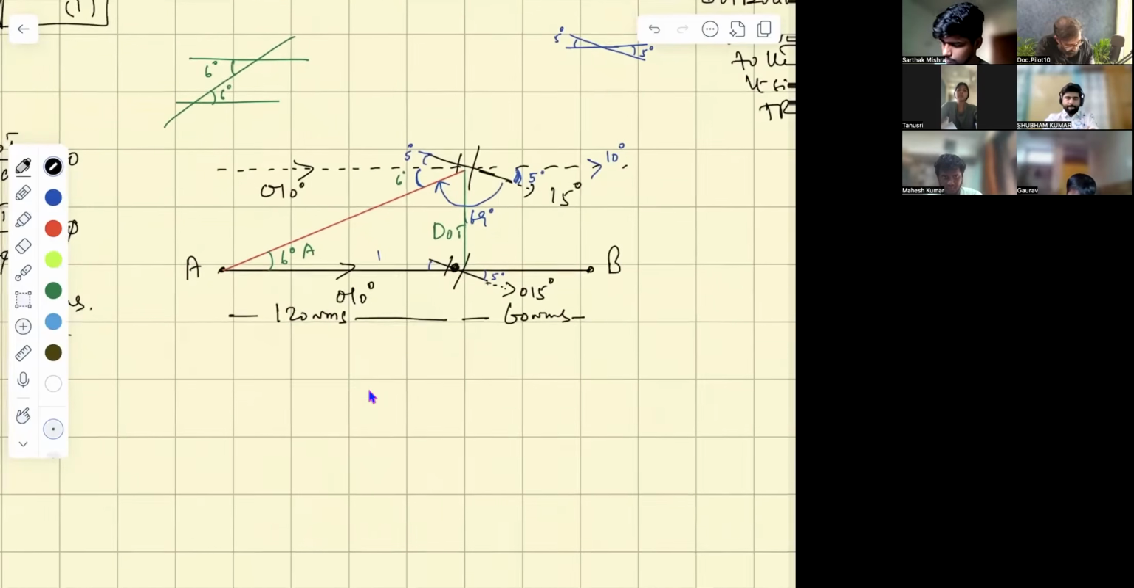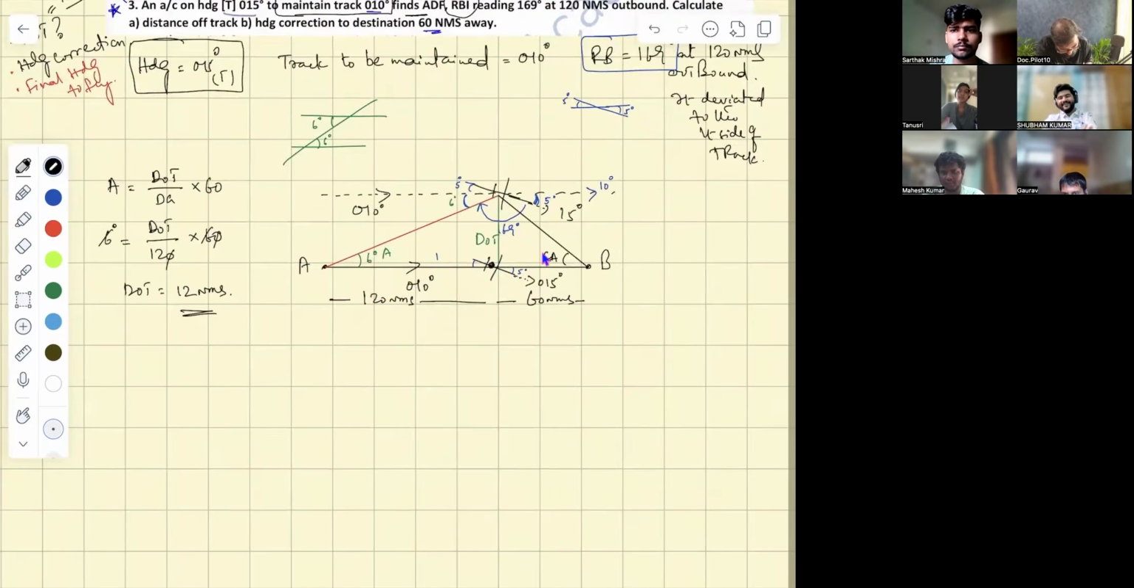Now let's find closing angle. Closing angle is nothing but this angle. Take a look here, this is closing angle. Again, angle A is equal to distance off track by distance to go into 60. Closing angle I want to find out. Distance off track came out to be 12. Distance to go is 60 nautical miles, into 60. So closing angle is how many? 12 degrees. This is 12 degrees.